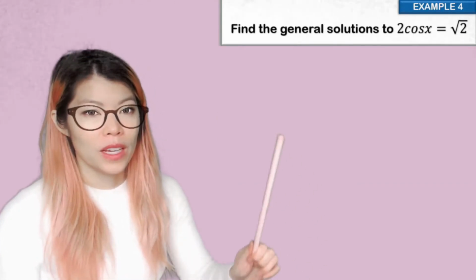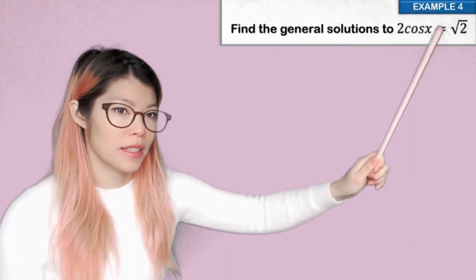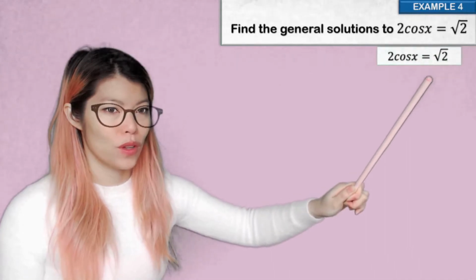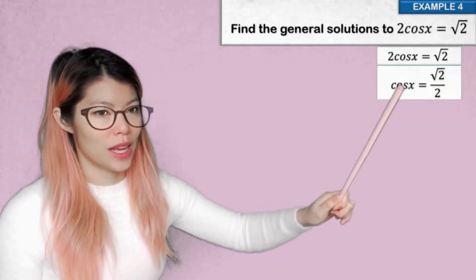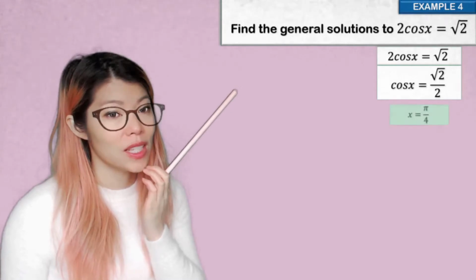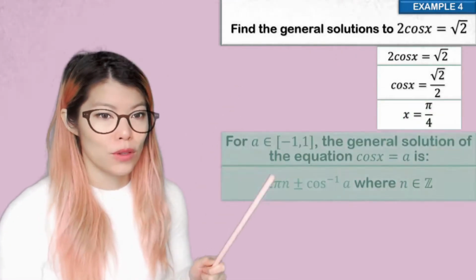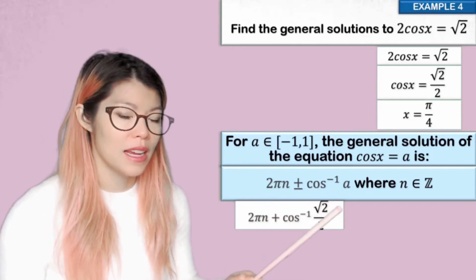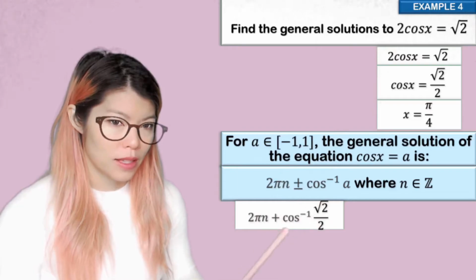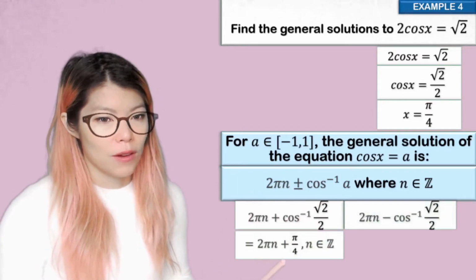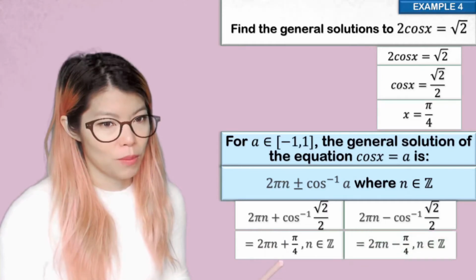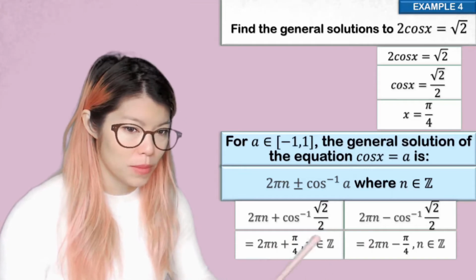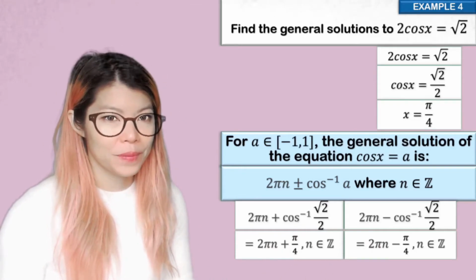One more example. Find the general solution to 2 cos x equals root 2. Now there's a 2 there. What do we do with it? We are going to move it to the other side. So now cos x equals root 2 on 2, and we know that x is equal to pi on 4. Now we use the general solution from before, 2 pi n plus or minus cos inverse a, and we plug in our values, so now we have 2 pi n plus or minus pi on 4 where n is an integer. You can write plus or minus, or you can write them separately like that. Doesn't really matter.